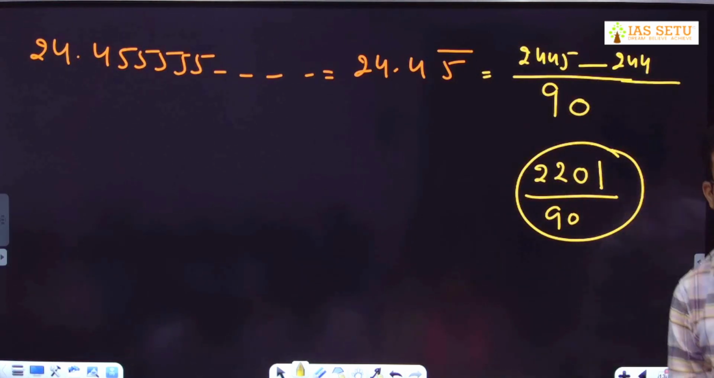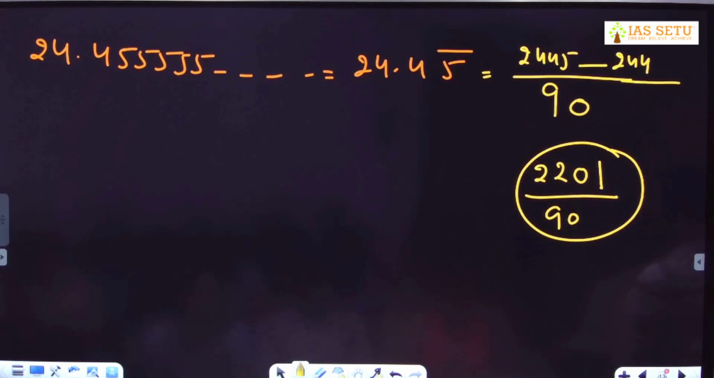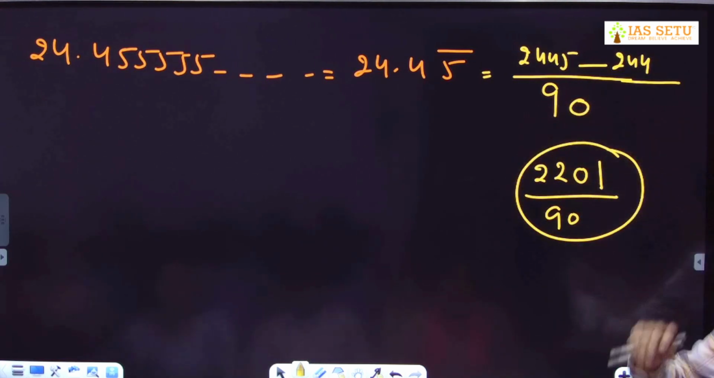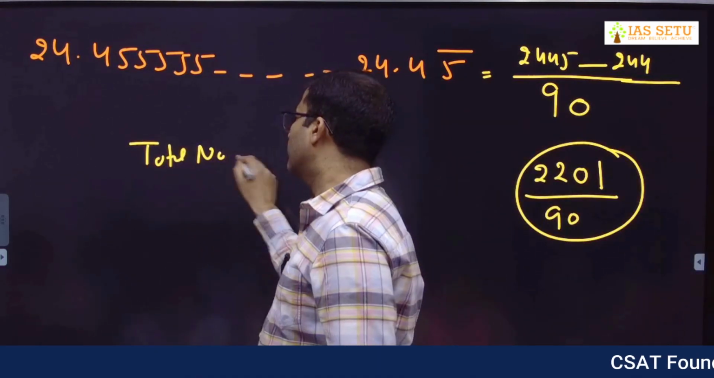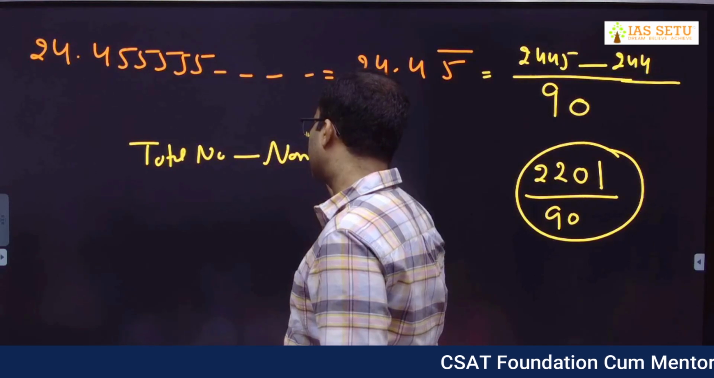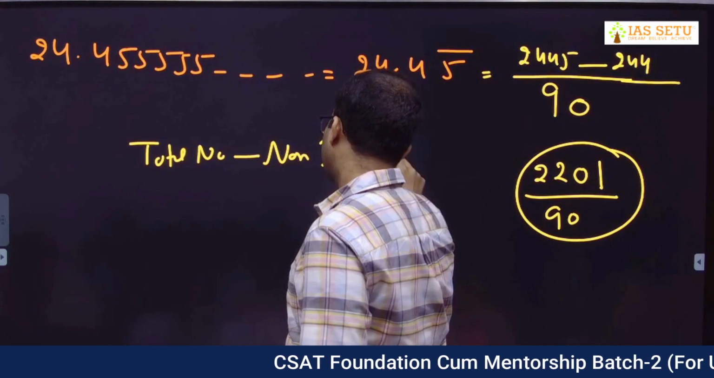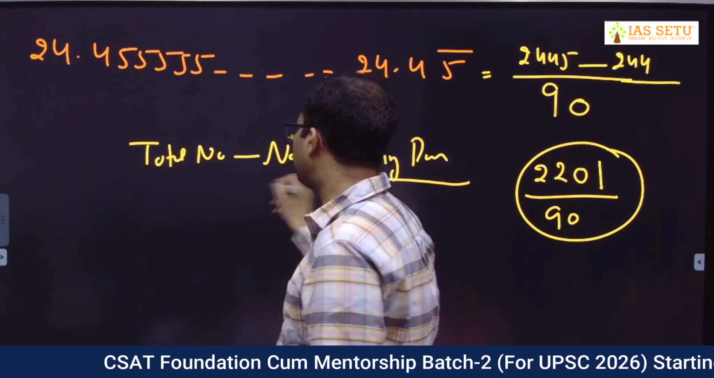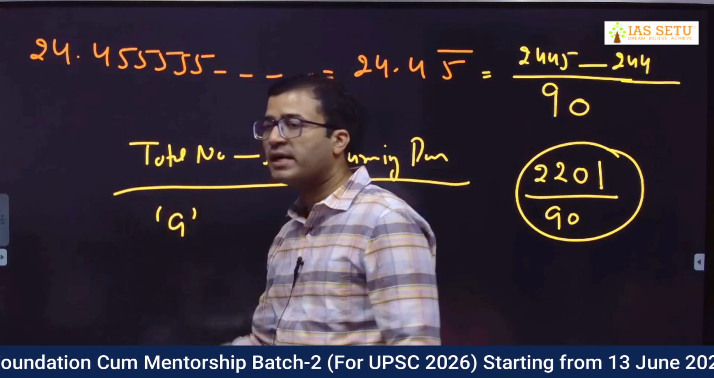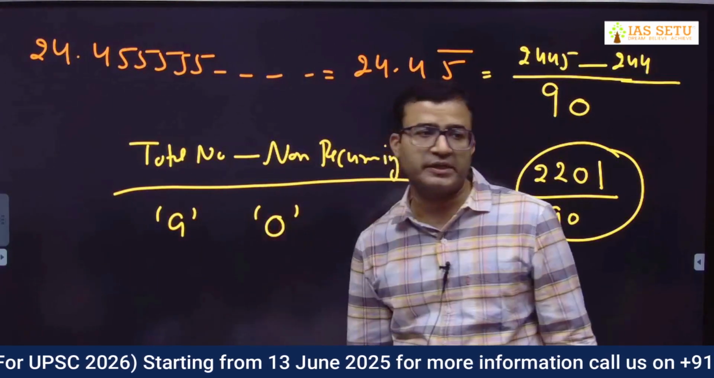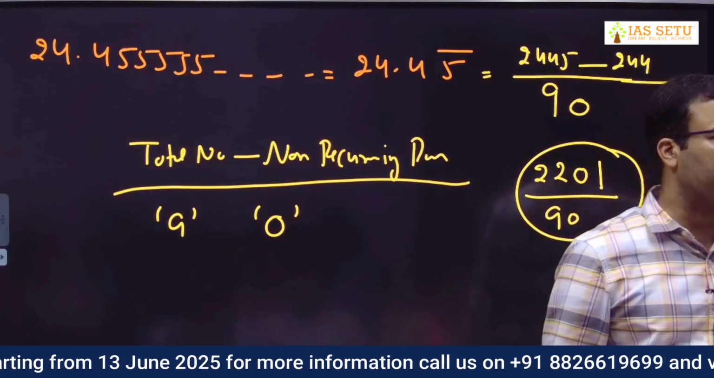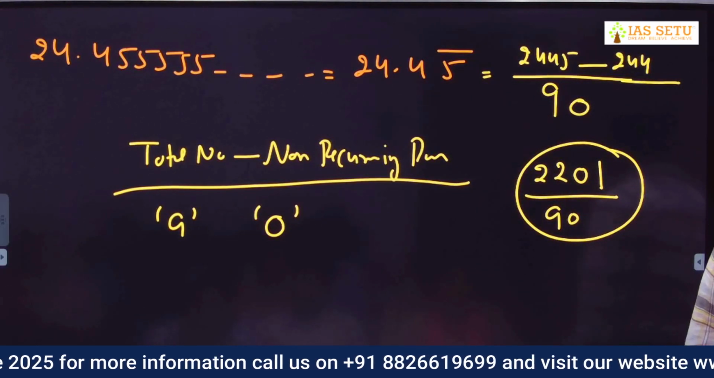Otherwise this. Because in this class my concern is not simplification. My concern is that you have to remember the steps. It is absolutely simple. Numerator is total number minus non-recurring part. Denominator: you have as many 9s as many digits under the bar, followed by as many 0s as many digits between decimal and recurring.